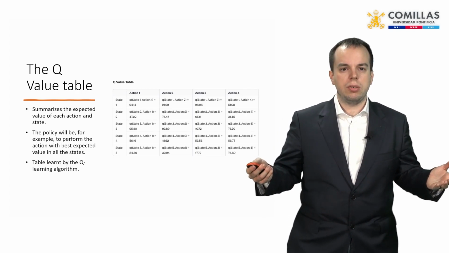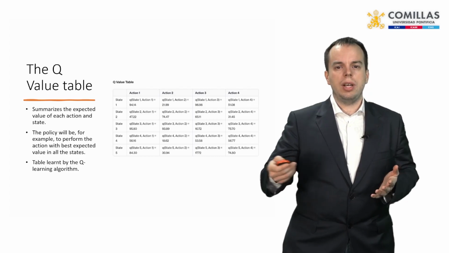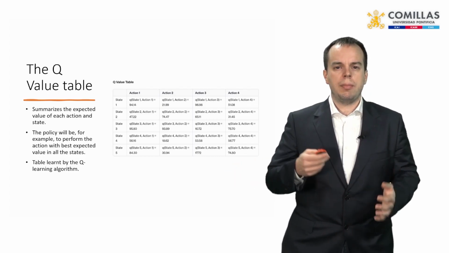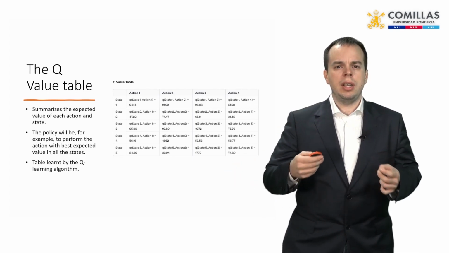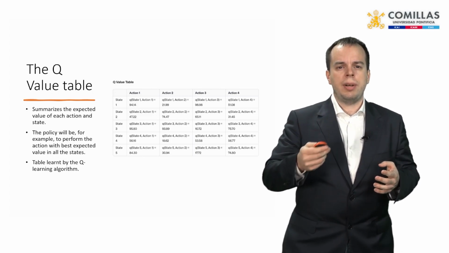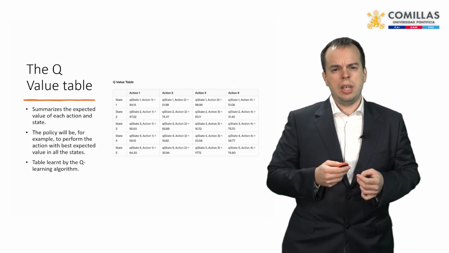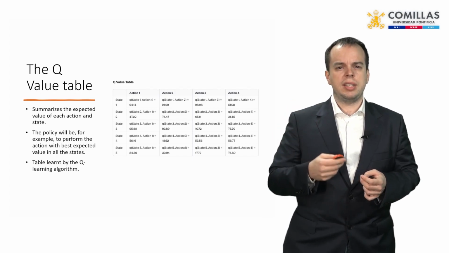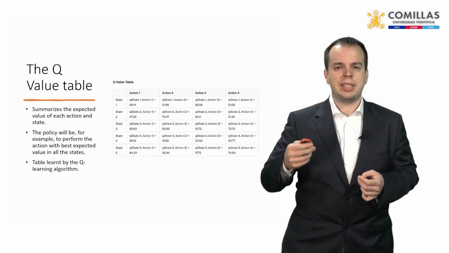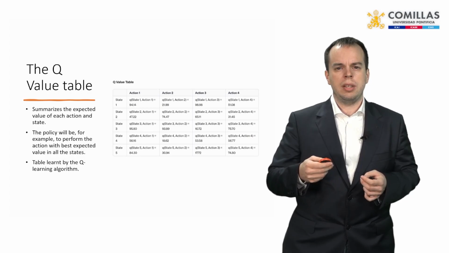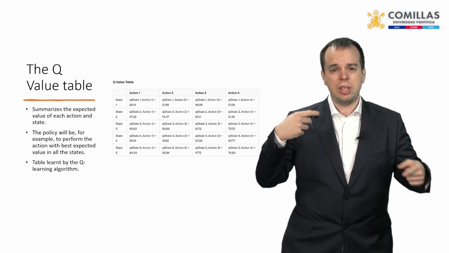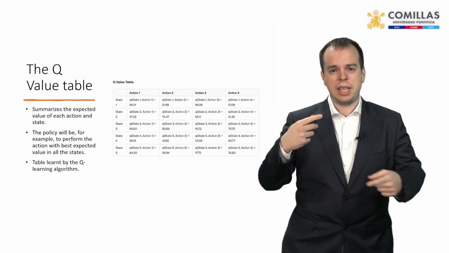But how is this Q-table learned? Well, this is where the Q-learning algorithm comes into play. It's a process of discovery and refinement. The agent, through trial and error, learns the value to be entered in the Q-table. Each entry in the table represents the expected reward for taking a certain action in a specific state. So the agent updates these values as it learns from the outcomes of its actions.